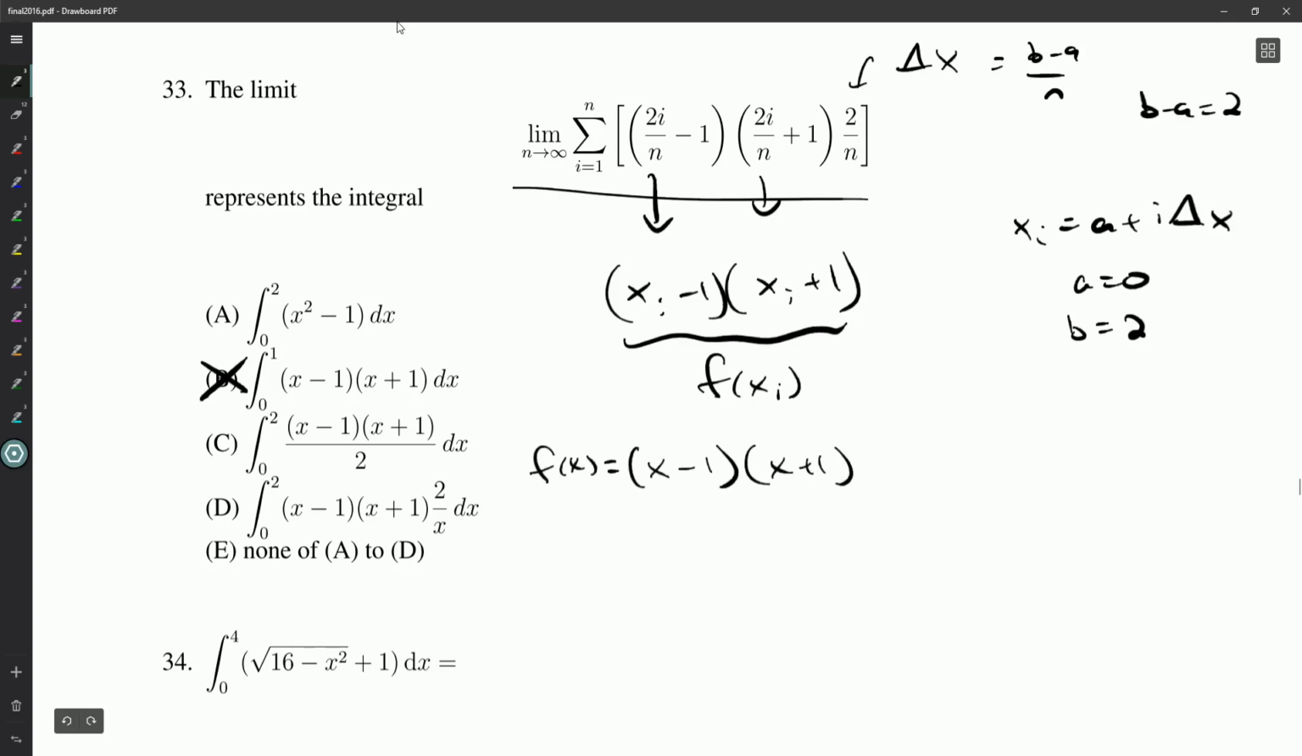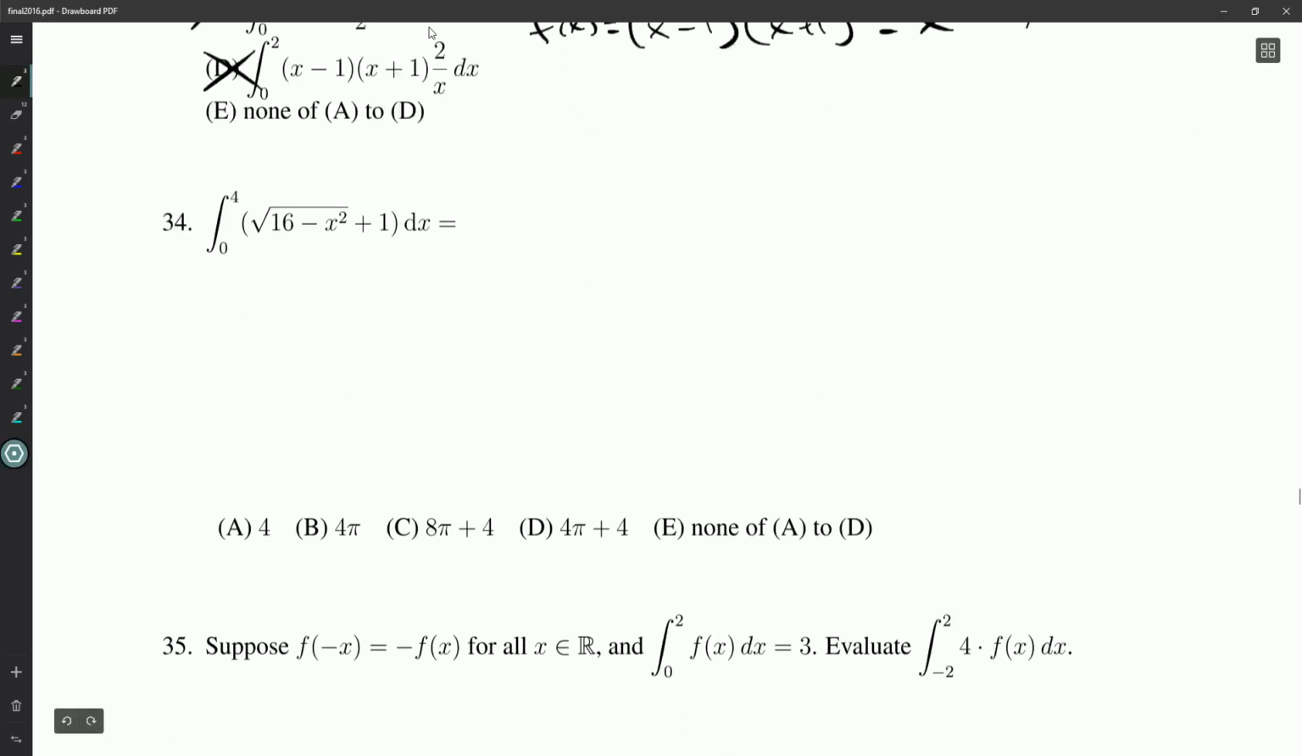Okay, and well, that's not the function I see in D or C. It is the function I see in A as long as I'm willing to remember difference of squares. So it turns out A is the answer. Fantastic. All right, 34. So we're integrating from 0 to 4, square root of 16 minus x squared plus 1.